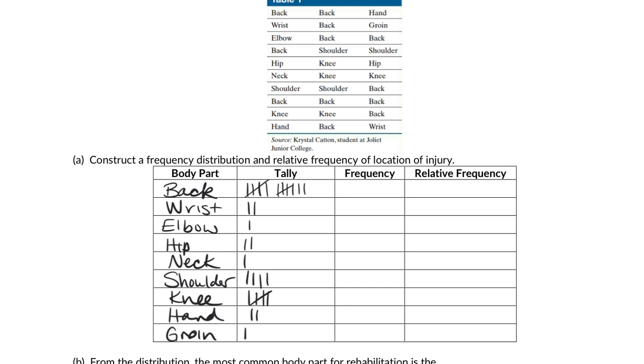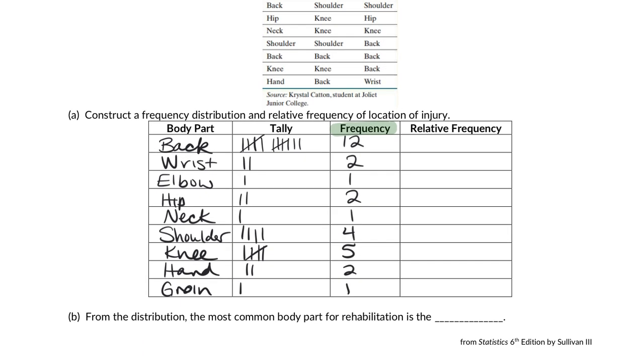So that's a tally. The actual frequency is just literally the number from the tally. So how many people came in for a back injury? 12. How many came in for a wrist? And then 1, and then 2, and then 1, and then 4, 5, 2, and 1. This is a frequency distribution. It's pretty obvious to see in a frequency distribution, the most common body part needed for rehabilitation is the what? The back. That's a frequency distribution. Check.